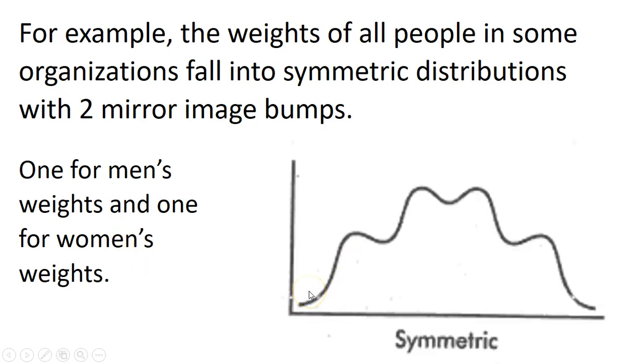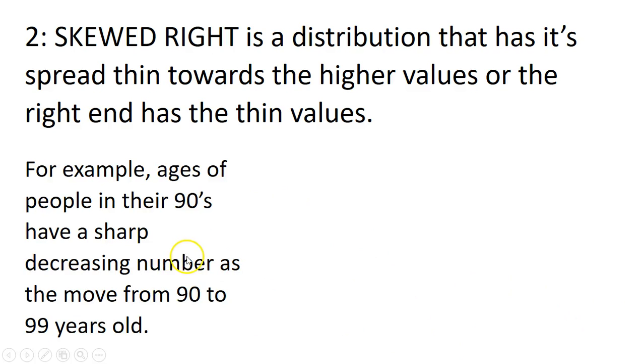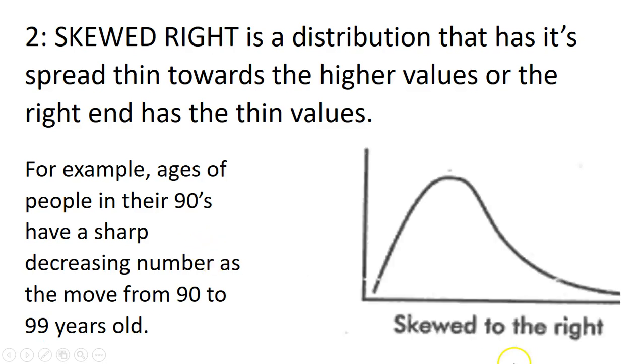All right, take a look at this. This is symmetric. I know it kind of looks funny, but right down the middle, if I fold one side over the other, it's still symmetric. Skewed right is a distribution that has its spread thin towards the higher area, or the right side. For example, ages of people in their 90s have a sharp decreasing number as they move from 90 to 99, right? Skewed right, thinner to the right.